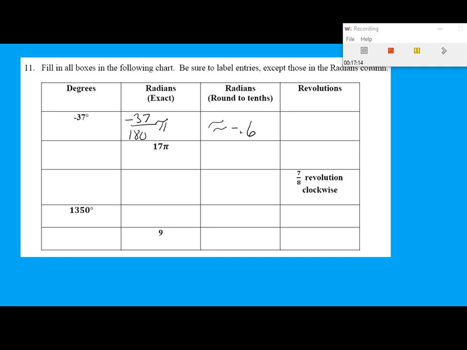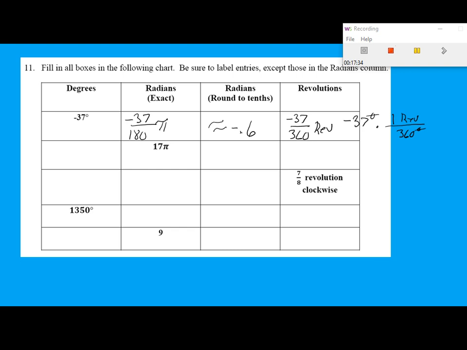When we convert it to revolutions, I'm going to say negative 37 degrees times, there's 1 revolution in 360 degrees. Degrees cancel out. So I've got negative 37/360ths of a revolution. Notice the units again, guys. Degrees has degrees. Radians have nothing. Revolutions have revolutions.